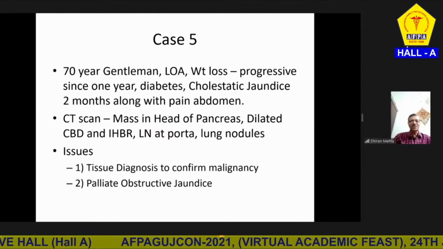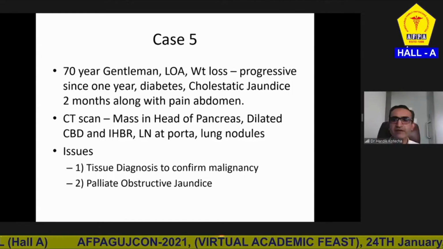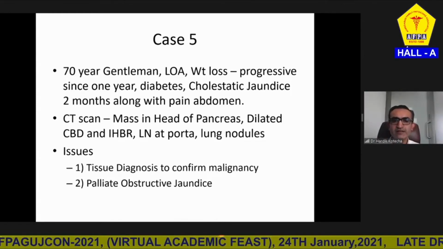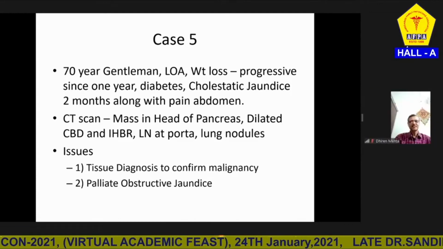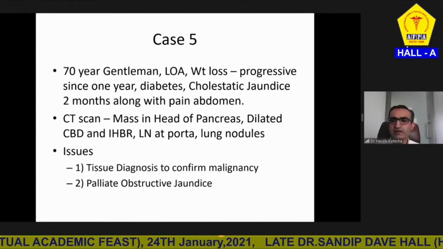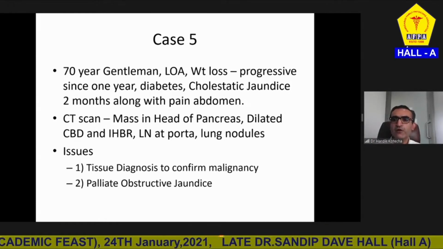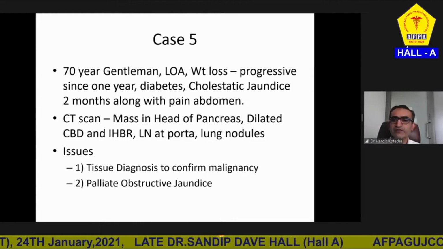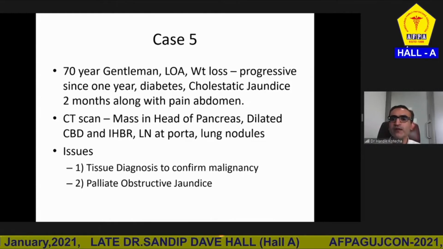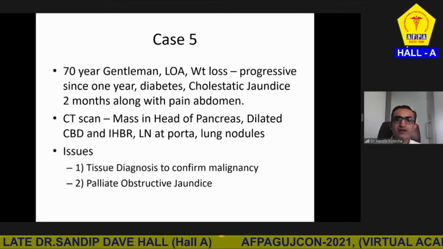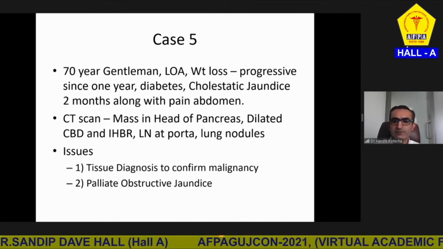So a 70-year-old gentleman presented with loss of appetite and weight loss, progressive since 1 year, new onset diabetes, and cholestatic jaundice for 2 months with pain abdomen. Now, if you see the history, this looks like adenocarcinoma of the head of pancreas. All masses in the head of pancreas are not CA pancreas. Of all masses, 25% actually turn out to be non-malignant. They may be lymphomas, tuberculosis, or other pathologies. So obtaining tissue for diagnosis is very important.